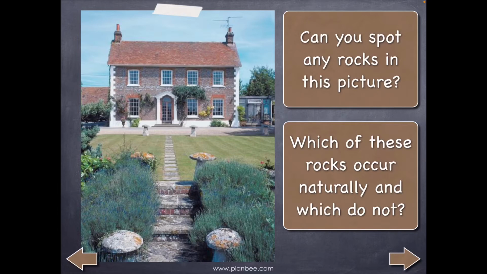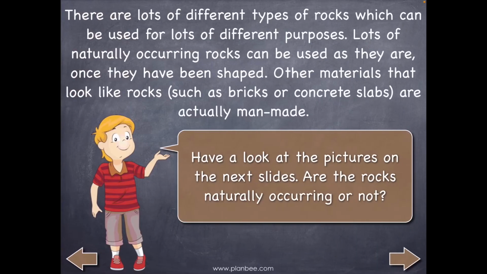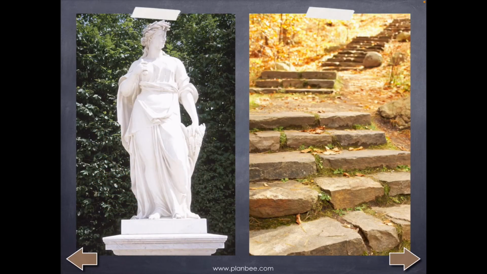The slate is usually found on the roof of a house. There are lots of different types of rock which can be used for lots of different purposes. Lots of naturally occurring rocks can be used as they are once they have been shaped. Other materials that look like rocks, such as bricks or concrete slabs, are actually man-made. Taking a look at these pictures, can you decide whether they are naturally occurring rocks that have been shaped, or are they man-made rocks? Pause the video and have a think.